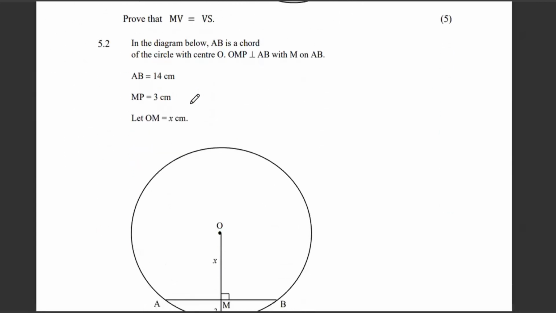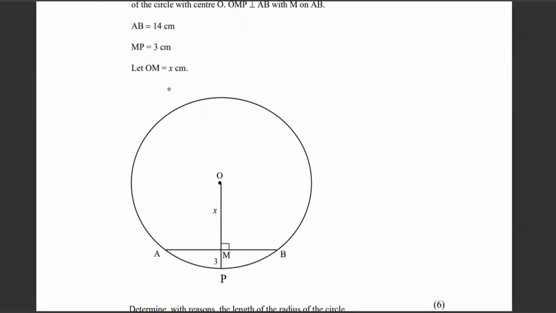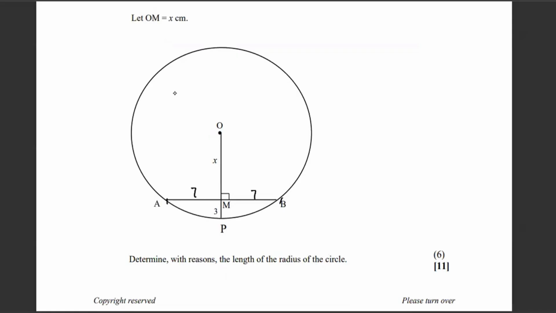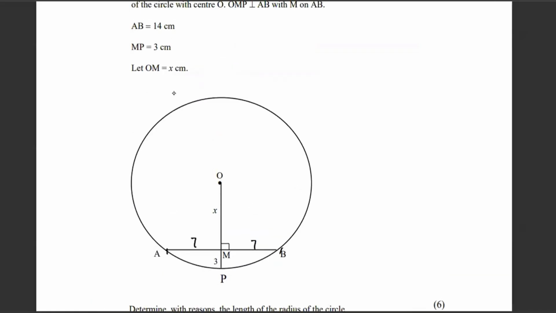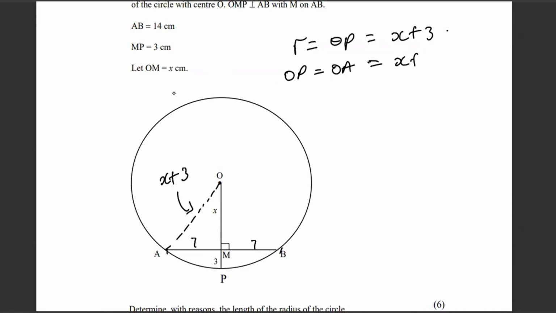Then 5.2, the diagram below, AB is a chord of the circle with center O. OMP is perpendicular to that. They're telling us that AB is 14. So if AB is 14, meaning this is 7, that's also 7. MP is 3, let OM be x. Determine with reasons the radius of the circle. So with your construction, just one side is enough. Start by telling us that the radius is the same as OP, which is x plus 3. Then OP is the same as OA, meaning that this is also x plus 3.